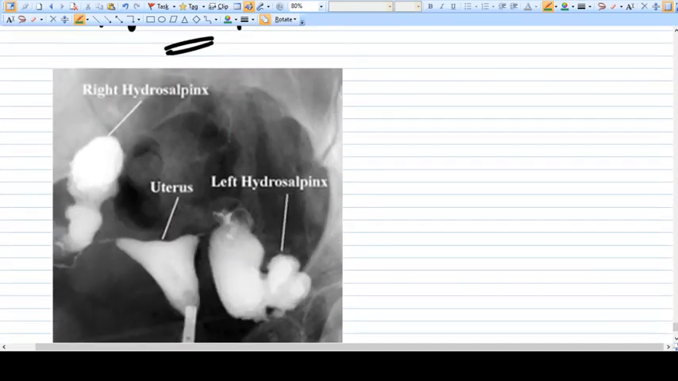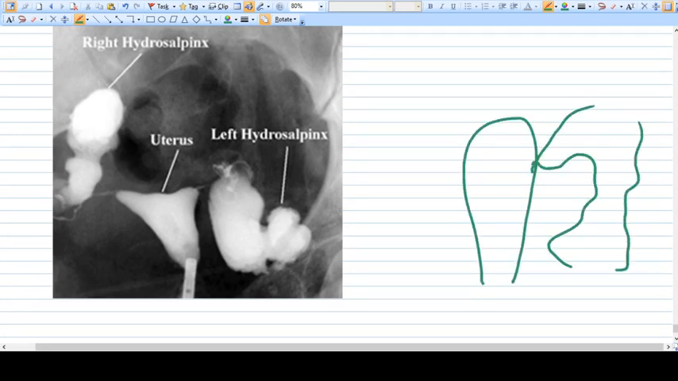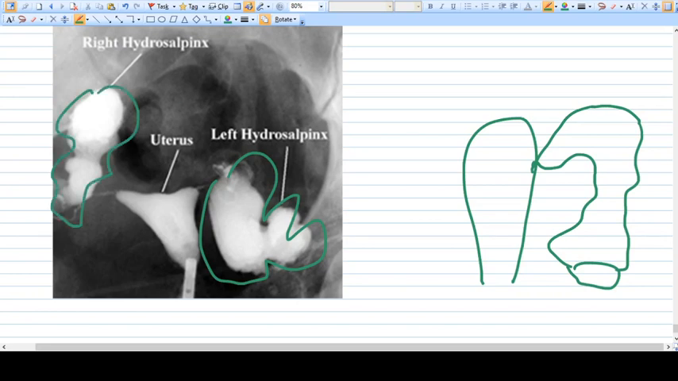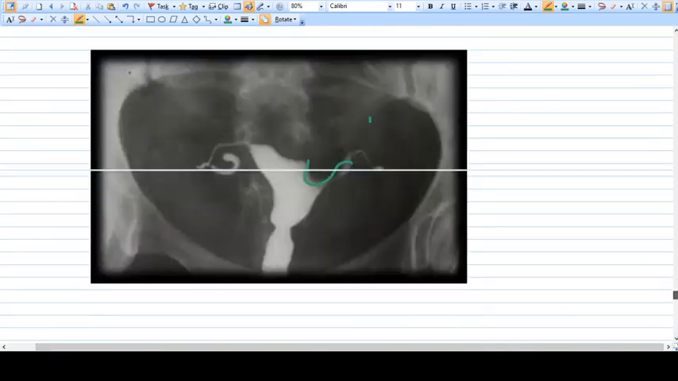How can hydrosalpinx be seen? These are hydrosalpinx. Actually the hydrosalpinx seems like that. So this is the hydrosalpinx. These are very large swellings. There are bilateral hydrosalpinx, right and left. So this is how we see the HSG.